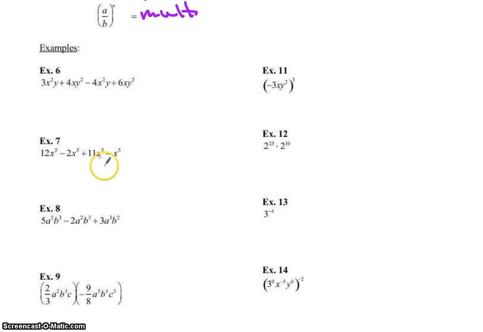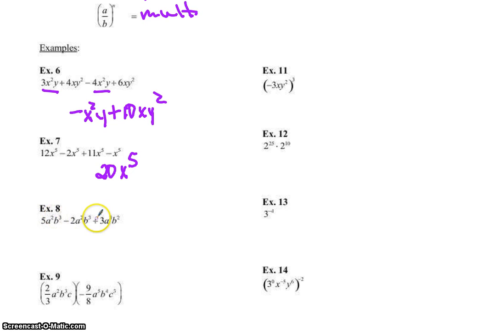So, if you're doing something like this, you're combining like terms. X squared y, x squared y. 3 minus 4 is a negative x squared y. Xy squared and xy squared go together. 4 plus 6 is 10, so plus 10 xy squared. These are all x to the fifth, so they can all be combined. 12 minus 2 is 10, plus 11 is 21, minus 1 is 20, x to the fifth.